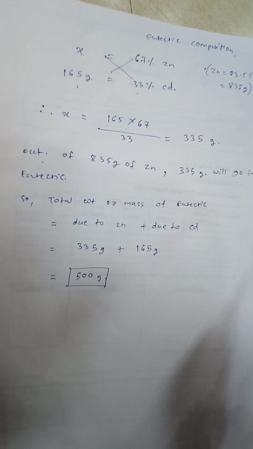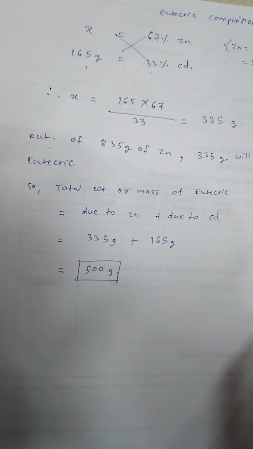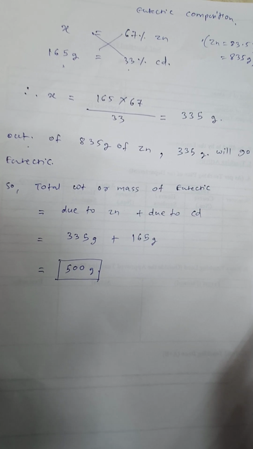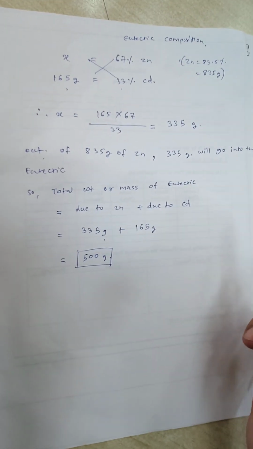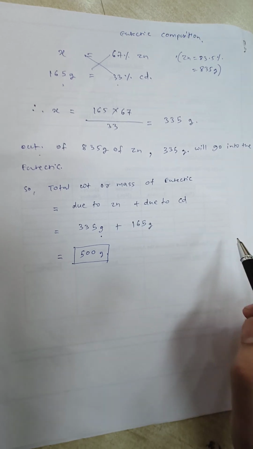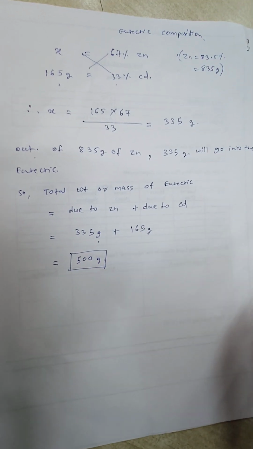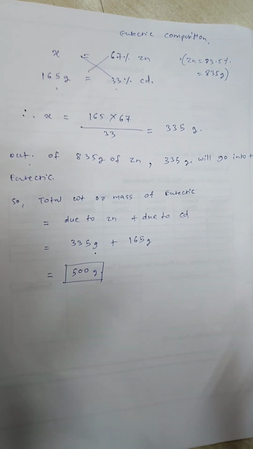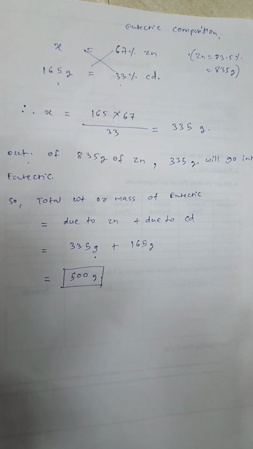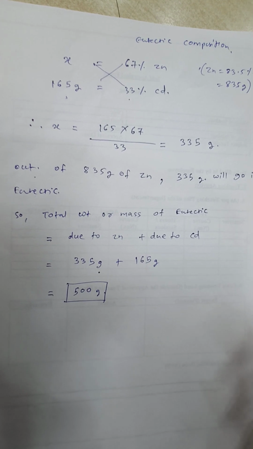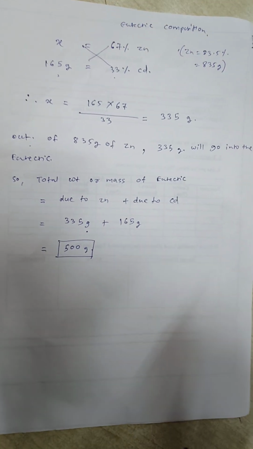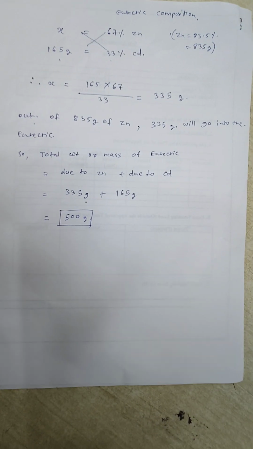The question will be like this: what mass of Zn in the eutectic? So it will be 335 grams. If the question is what mass of cadmium in eutectic, it will be 165 gram. If the question is what total mass in the eutectic, it will be 500 grams. So individual as well as total. So that will be the first question. Okay, any doubt up till this?